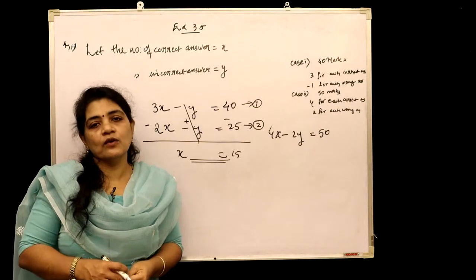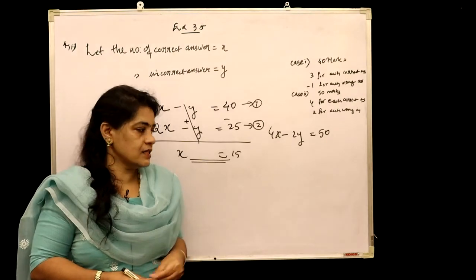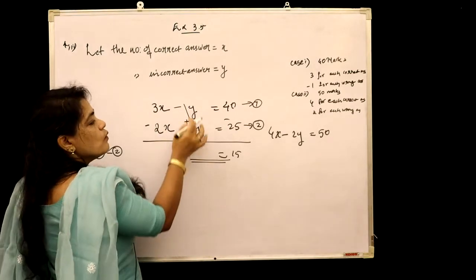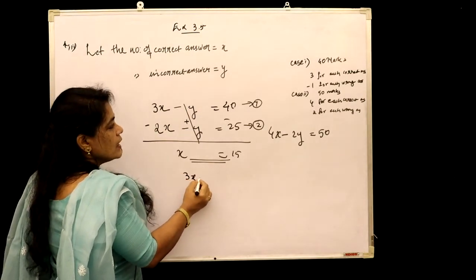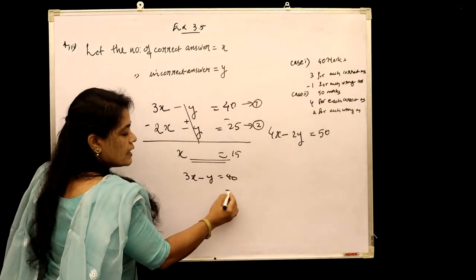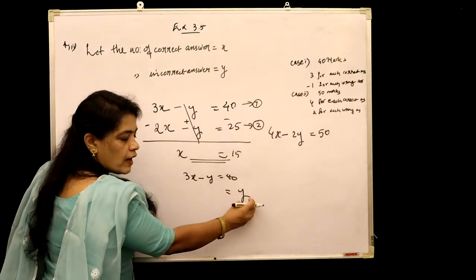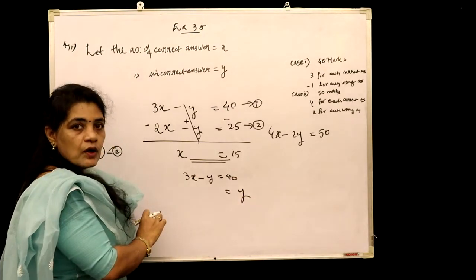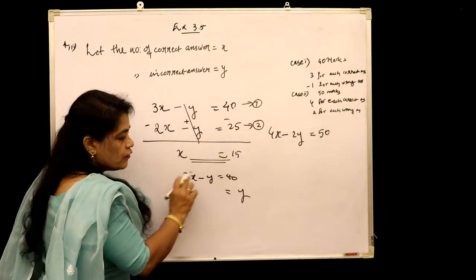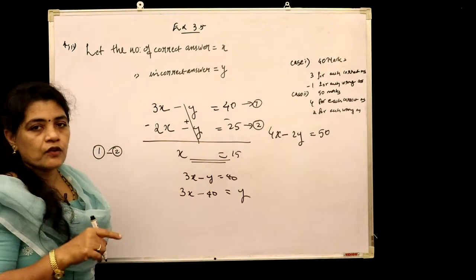And we should get the y also, the number of incorrect answers, and their sum will constitute the total number of questions in that test. So in order to get y, you can substitute in one of the equations, either 1 or 2. So 3x minus y is equal to 40. I am taking y to RHS from LHS, so negative y becomes positive y. I am keeping y alone here, so I have to take 40 to LHS, so minus 40, and I am keeping 3x in LHS without any change for the sign.